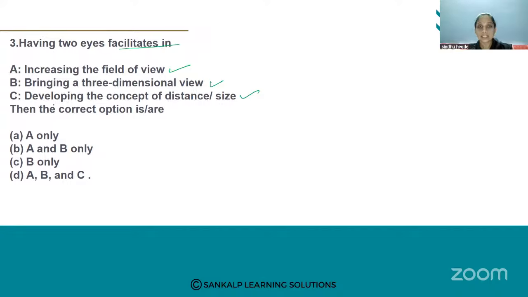All the A, B, C statements are right here. So option B is the correct.